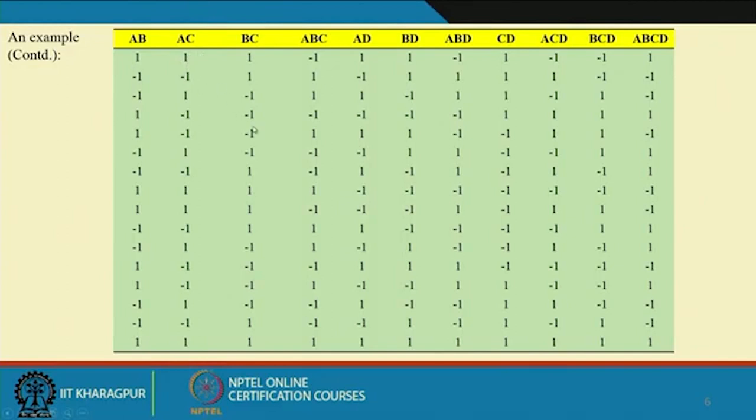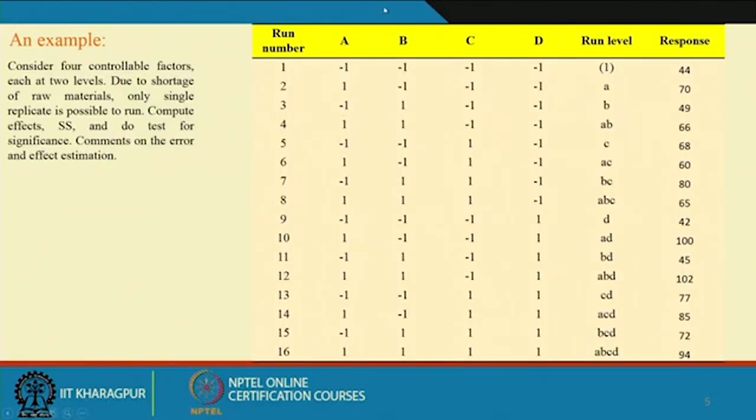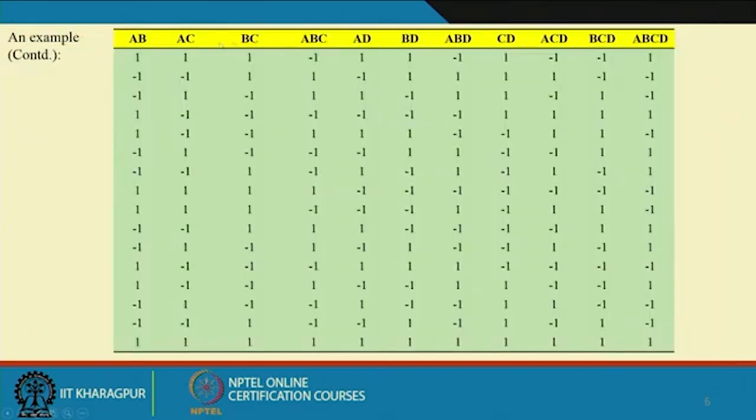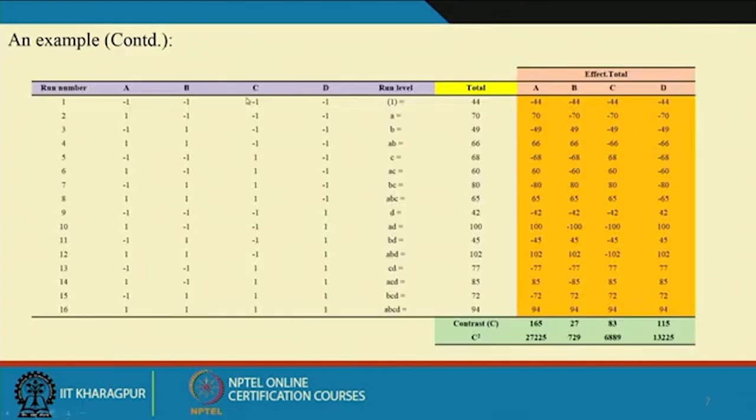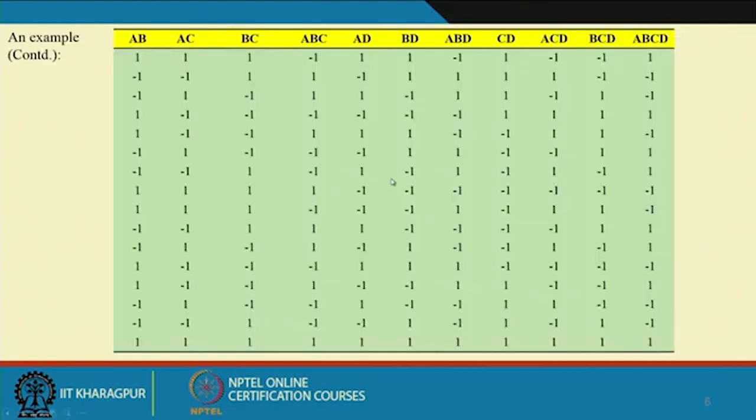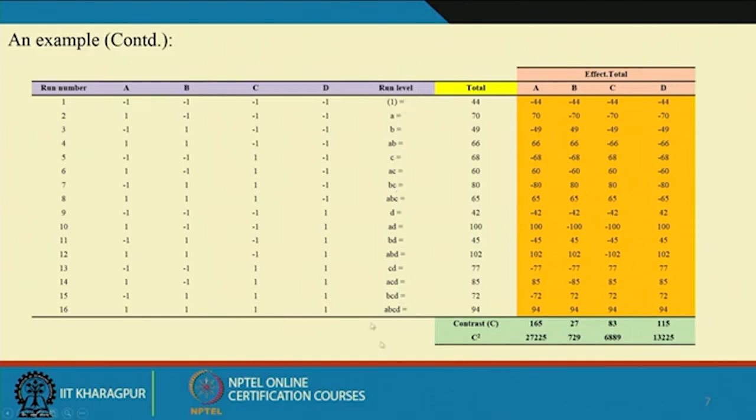In the previous slide, you got the ABCD column, and here AB, AC, BC, ABC. What is AB, AC, BC? Multiplying the A column and B column, you get this. Multiplying the A column and C column, you get this, like this. So, this entirety is basically the total design, including the interactions. Then, when you have conducted the experiment and set the levels like this, these are the values.